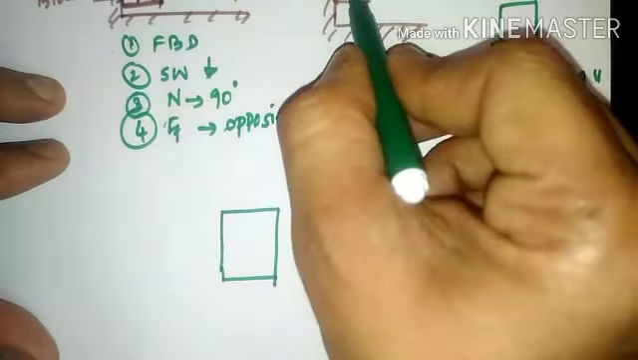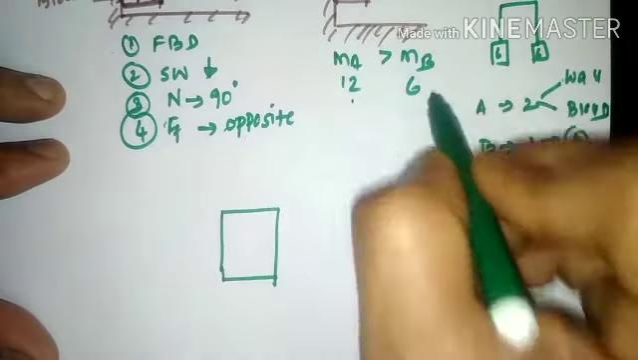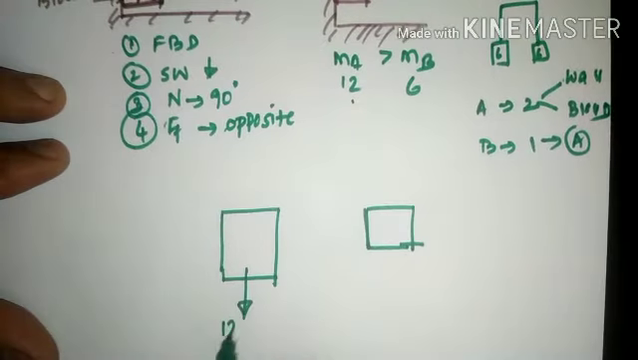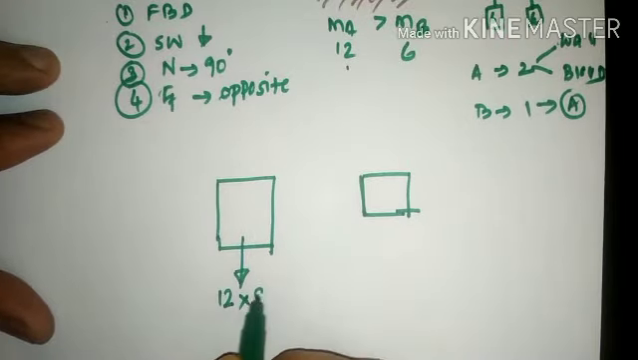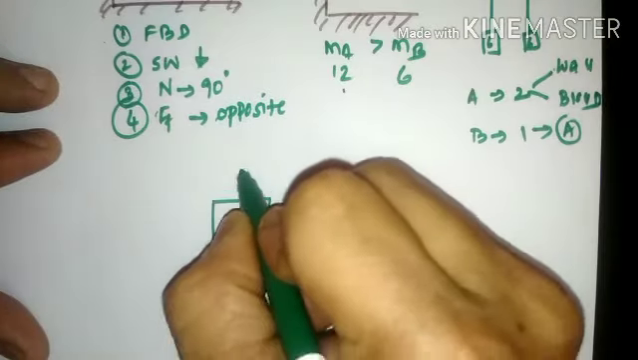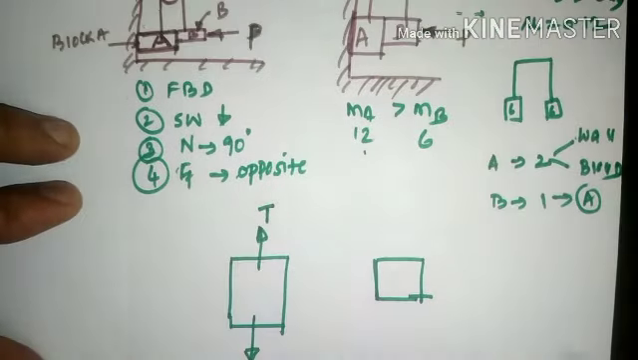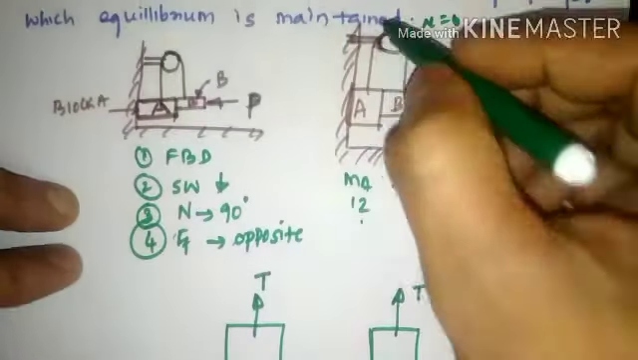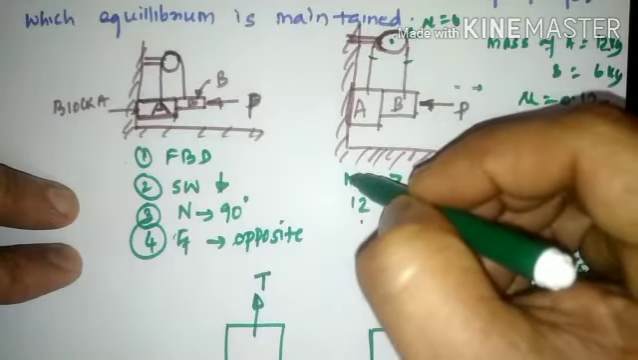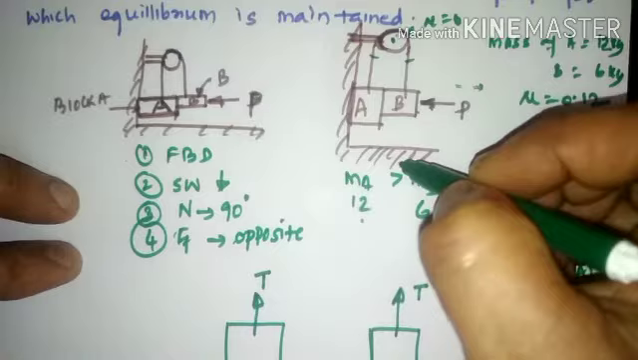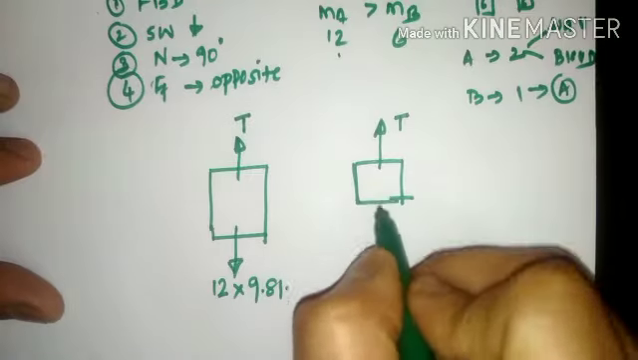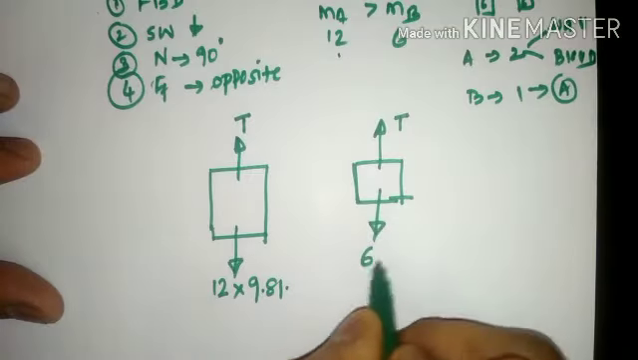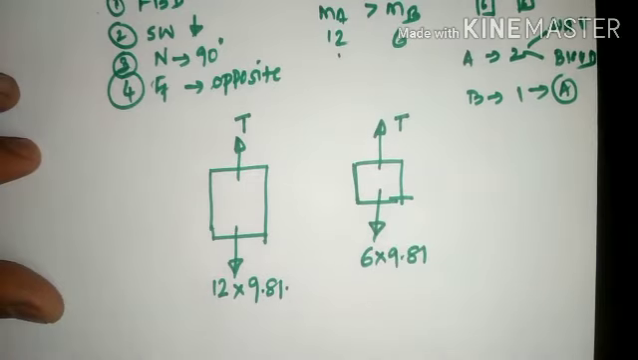Now, as block A's mass is greater than block B's, 12 kg will be shown in the downward direction. 12 kg converting in terms of Newton, 12 into 9.81. As this moves in the downward direction, the resulting tension force will be applied in the upward direction. As this is applied here, this force shall also be applied in the upward direction. Reason: if you happen to cut this particular string, 12 will move independently downward, 6 will also move independently downward. So 6 kg will also be shown in the downward direction, converting in terms of Newton, 6 into 9.81.